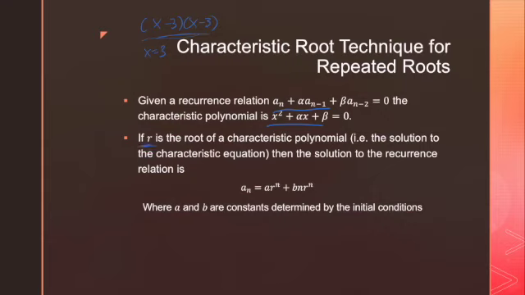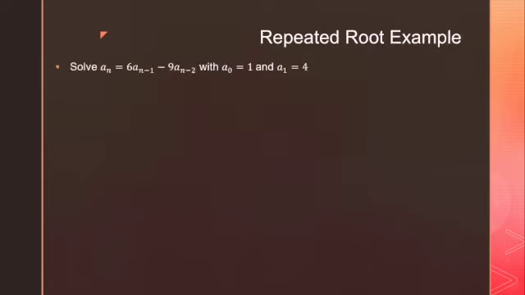So if I'm given a recurrence relation and a characteristic polynomial, and I only have one root, then the solution of the recurrence equation has changed to this. Notice we threw in a factor of n. That's the only thing that's different. And a and b are still constants we have to solve for that are determined by the initial conditions. So let's work out an example.